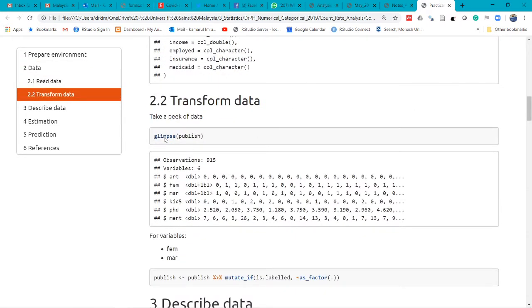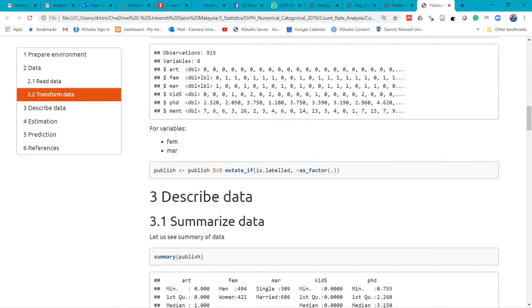Then I use glimpse to look at the variables and the observations. So we have variable ART, variable FEM, MAR, KIT5, PhD, and MENT. DBL refers to a double variable. FEM double plus label means that it is coded as 0 and 1, but 0 and 1 are basically labels for something.